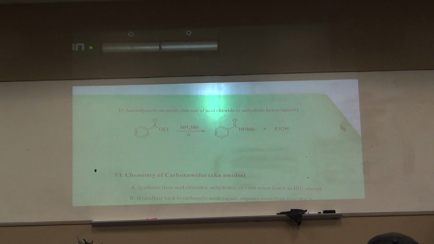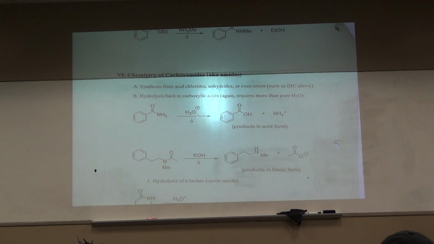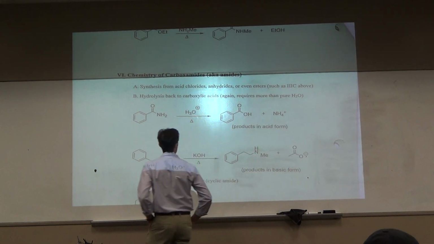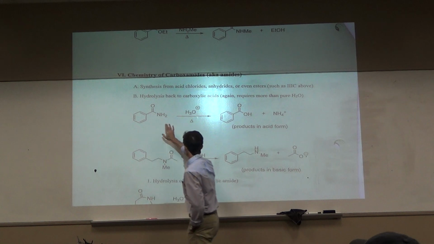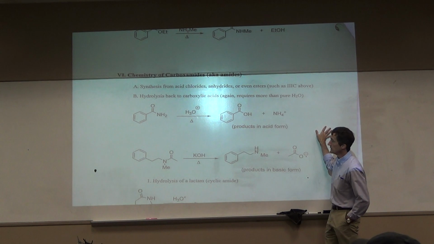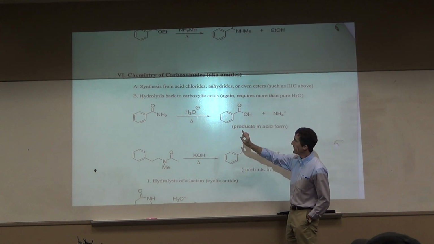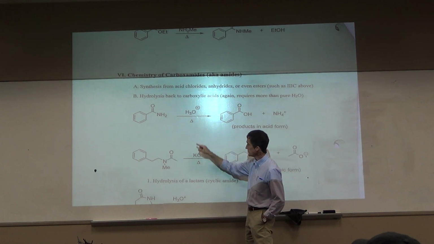Chemistry of amides. Amides can be hydrolyzed back to the carboxylic acid. Amides tend to be end products. You're not going to convert an amide to an ester. You're not going to convert an amide to an acid chloride. But you can convert amides to carboxylic acids, and then you can convert the acid to anything else. But hydrolysis of amides, either under aqueous conditions, aqueous acid, or aqueous base.